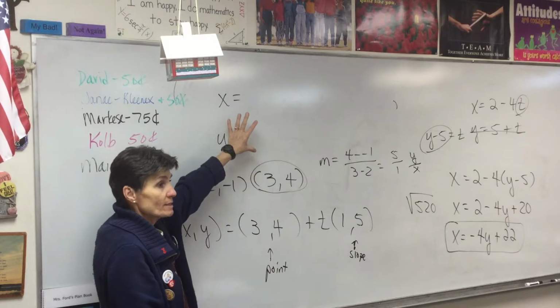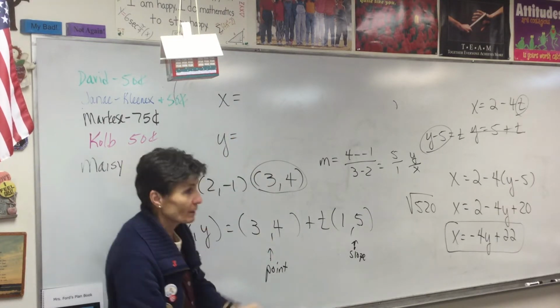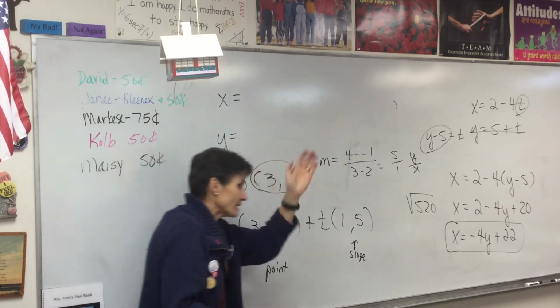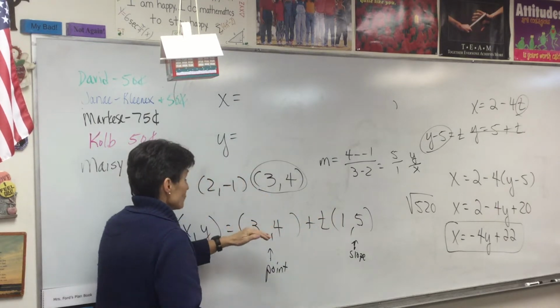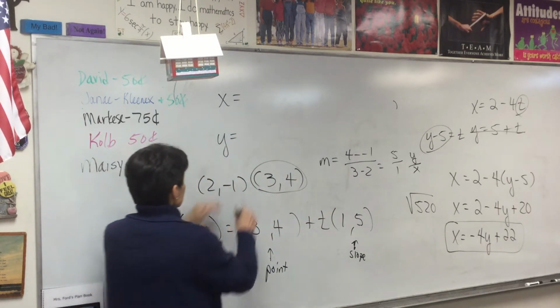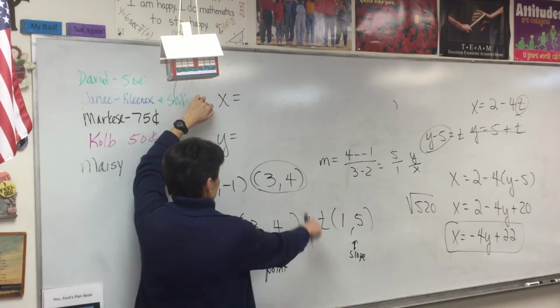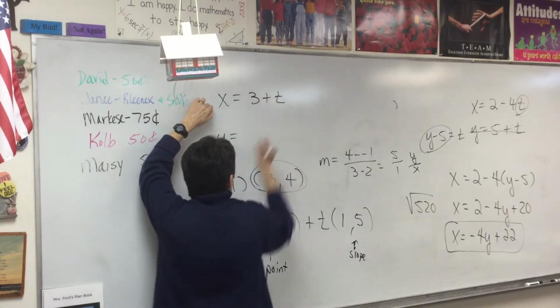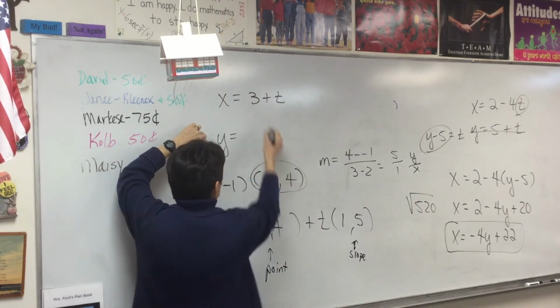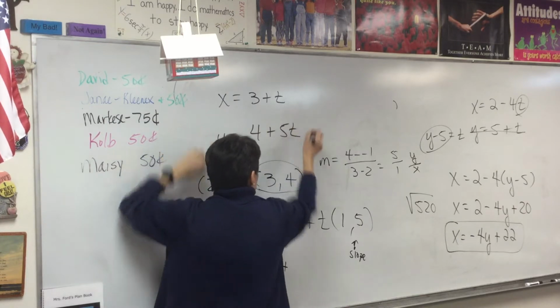Then we write our answer in the answer blank. On the answer blank, I said x equals, y equals, so you know there's another step. x equals 3 plus t, and y equals 4 plus 5t.